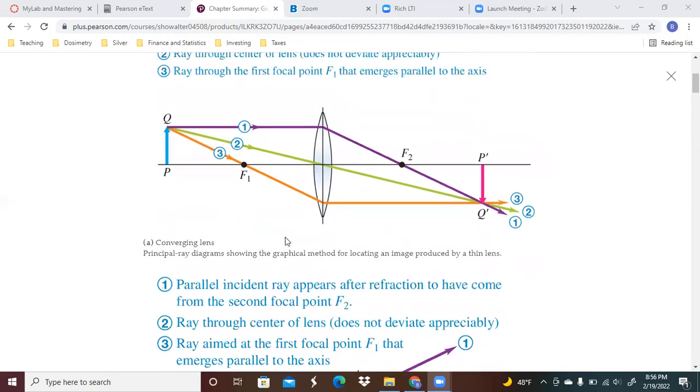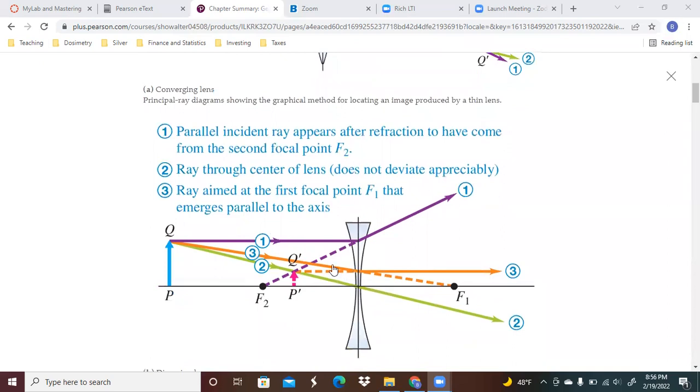Now that's for a converging lens. For a diverging lens, we're going to look at the same principles here, except this one is going to kick out this way and we can back project it through a focal point. This one again cuts through the middle, keeps going. And the third cuts through here and eventually goes parallel to the optical axis, back projected. We can see the image over here.